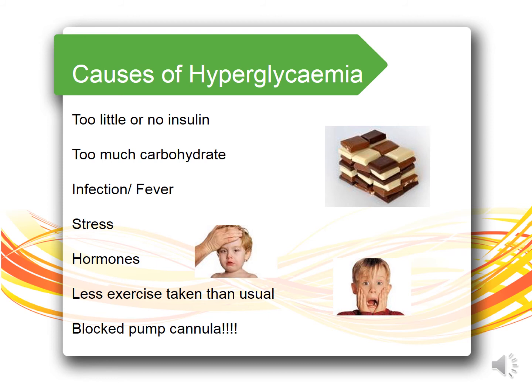Hormones as well can cause hyperglycemia, and you often find that adolescents require almost double the amount of insulin during this time. If they are taking less exercise than usual, and for those children who are on insulin pumps, they could have a blocked cannula or air in the tubing.